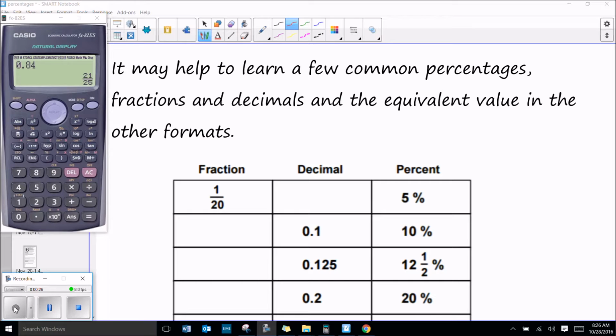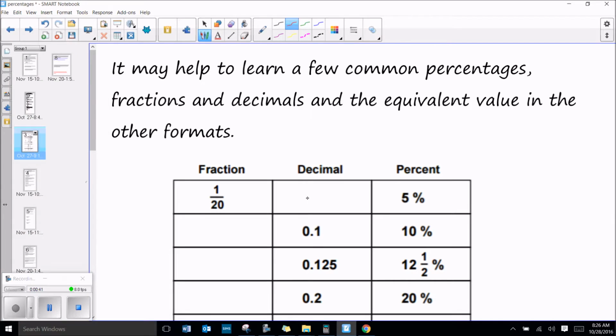If you ever have to complete one of these tables, you can choose either the fraction or the percentage to help you change it to the decimal. I find that percentages to decimals is a lot easier. If I know that's 5%, I know my decimal value is going to be 0.05. Similarly, if I have a percentage, I find that percentage to fraction is the easiest way to convert, so it would be 10 over 100, which simplifies to be 1 over 10.